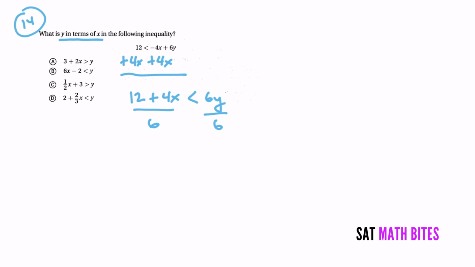In number 14, we have to solve for y in terms of x. So we want to get this y by itself. So to do that, we would add 4x to both sides. So that would give me 12 plus 4x is less than 6y. And then I would divide both sides by 6. So make sure you divide everything on the left side by 6. 12 divided by 6 is 2. And then we get 4 over 6x is less than y. And then finally reduce the fraction. 4 over 6 reduces to 2 over 3. So that would give me 2 plus 2 over 3x as my answer. So the answer here would be D.